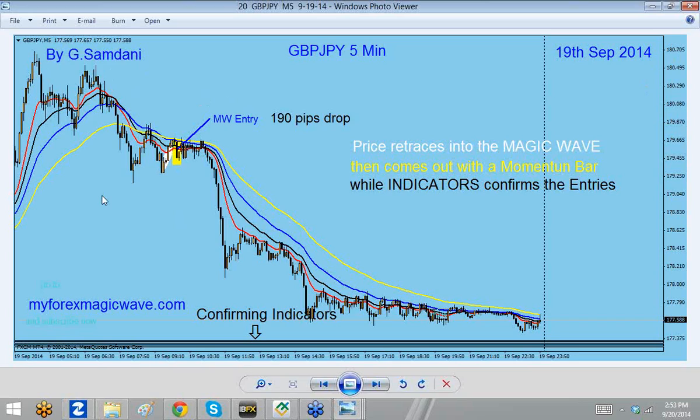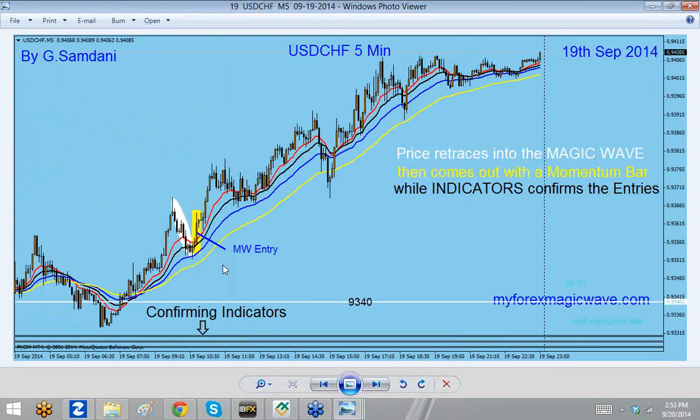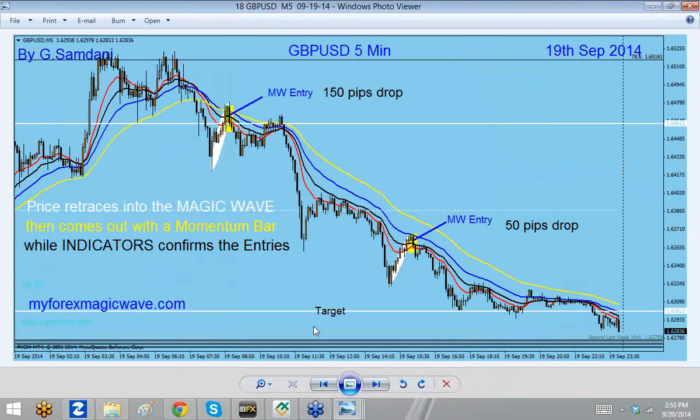And I knew it, and that's why I'm confident taking these trades. Once you know it, you just wait for a turn, and when the turn is happening, then you know that you're right, and you take the setup. Okay, here, USD franc 5 minute going up all the way. On the 19th, pound USD 5 minute chart coming down, 2 entries all the way.